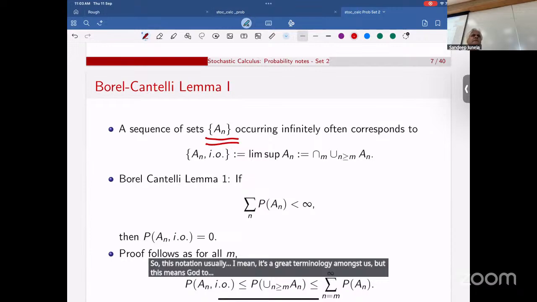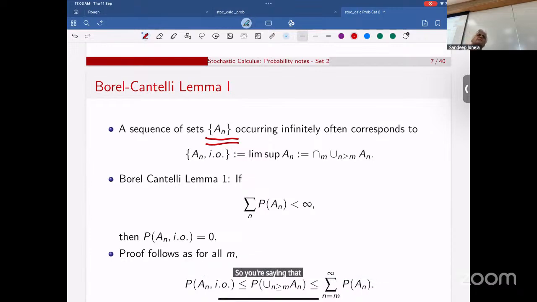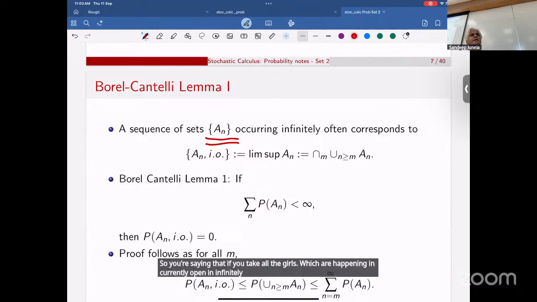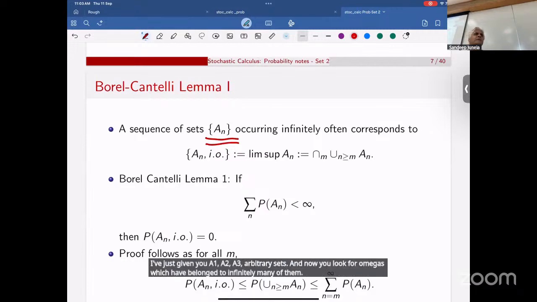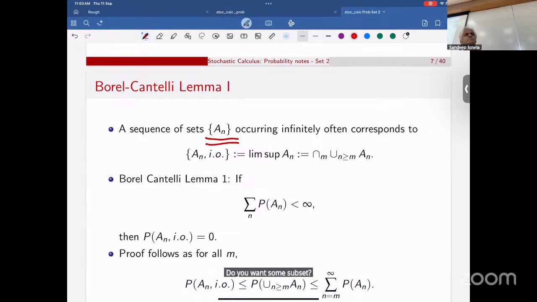So you're saying that if you take all omegas which are happening infinitely often, in infinitely many sets. Yes, collect them. I've just given you A1, A2, A3, arbitrary sets, and now you look for omegas which belong to infinitely many of them. It's more complicated than just some subset.